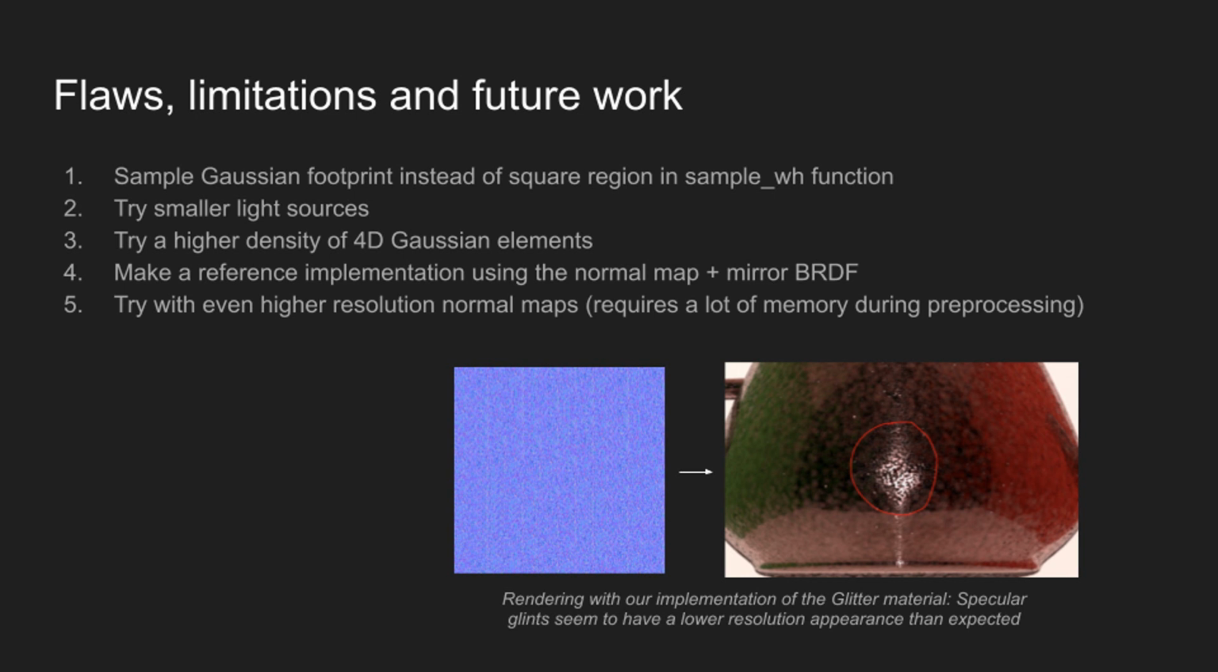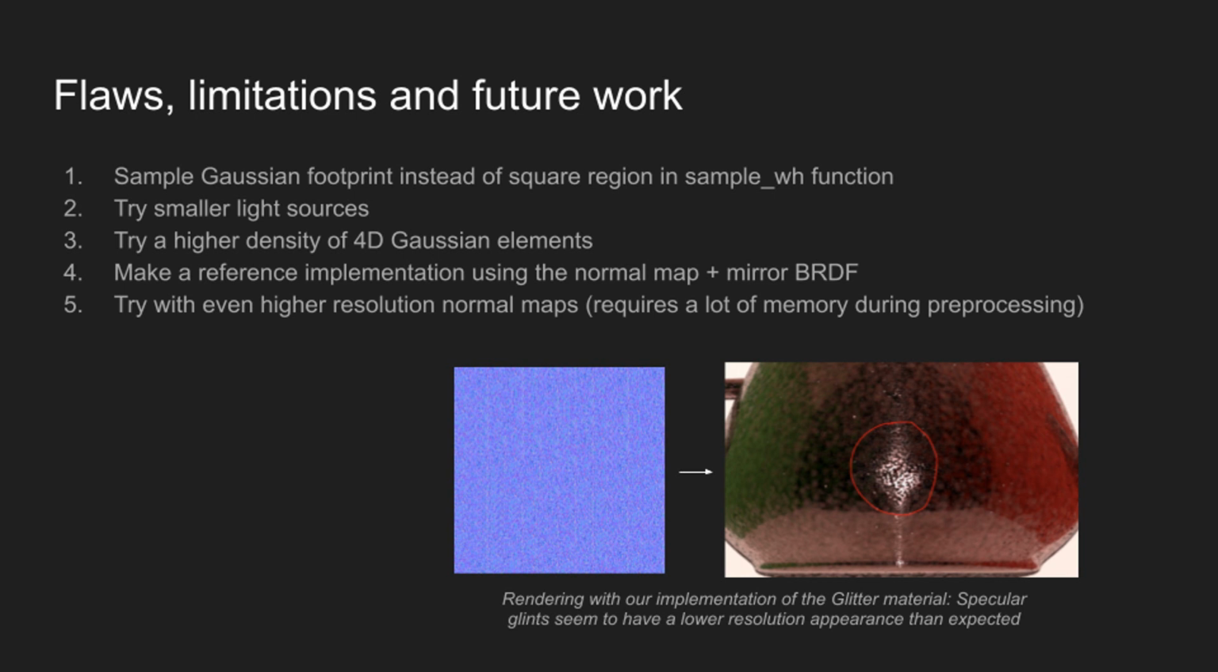The first thing is, as we explained in this video and the paper, the code that samples a new ray direction according to the half vector at the intersection point first samples from the Gaussian pixel footprint to obtain a Gaussian element, from which we then sample a normal. In our implementation, this Gaussian element is sampled from a square region around the intersection point instead. We would therefore like to transform the square region into a Gaussian footprint region. The second thing is that smaller light sources could also better visualize the specular effects that we expect. Larger light sources tend to produce big highlights rather than the high frequency effects that we are trying to model.